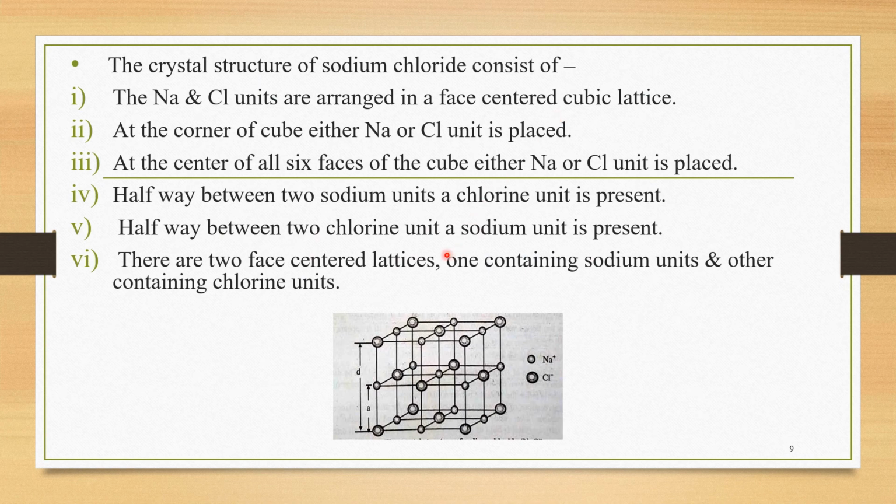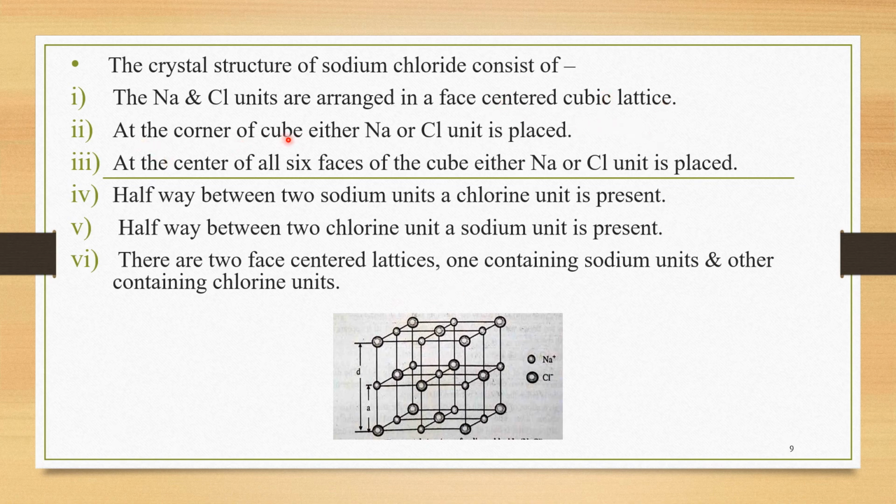Now, this crystal of sodium chloride has some characteristics. What type of characteristics are there for this NaCl crystal? So that we have to look here. The crystal structure of sodium chloride consists of, the first important point, the sodium and chlorine units arranged in a face-centered cubic lattice. In this case, the sodium and chlorine units are arranged in a face-centered cubic lattice.